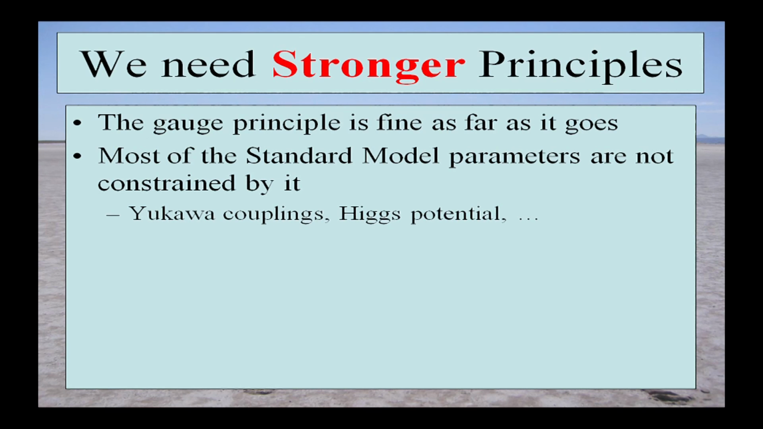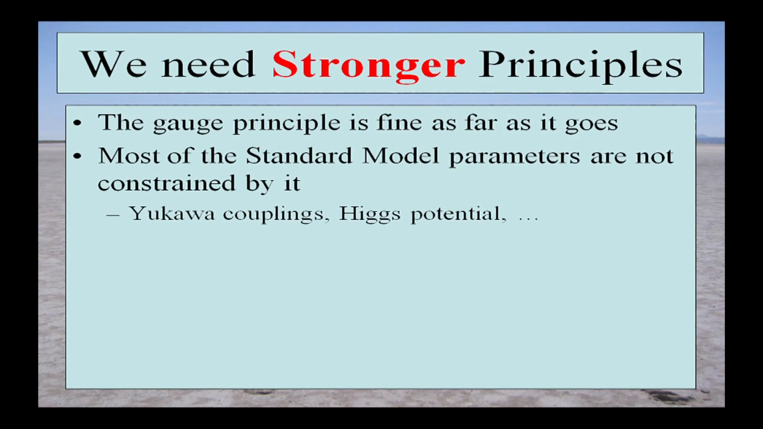Yesterday I wrote at the top here, we need more principles. And I thought about it a bit, and I decided actually what I meant was we need stronger principles. And if possible, we want fewer but stronger principles. So as I've emphasized, the gauge principle is fine as far as it goes, but there are many fundamental constants that it does not constrain.